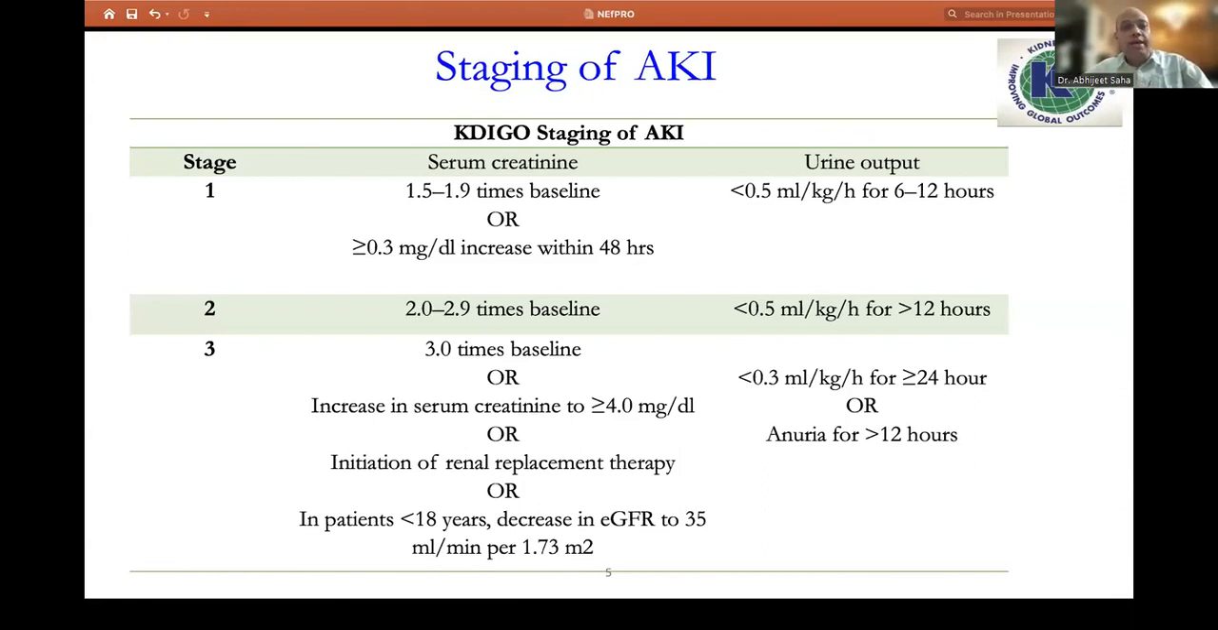So stage 2 AKI is 2 to 2.3 times rise in the serum creatinine from the baseline, or a urine output of less than 0.5 ml per kg per hour for more than 12 hours. And similarly, stage 3 is 3 times from the baseline, or an absolute serum creatinine value in a patient above 4 milligrams per dL, or any child who has been initiated on renal replacement therapy. And in patients who are less than 18 years, a decrease in eGFR to below 35 mL per minute.